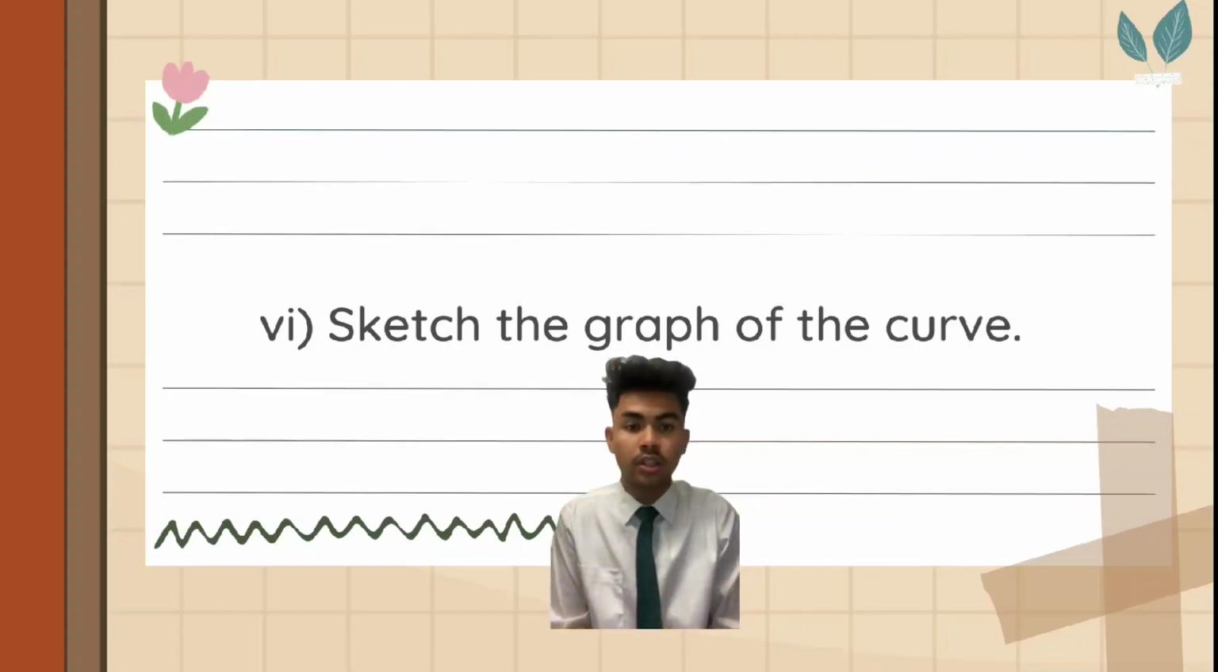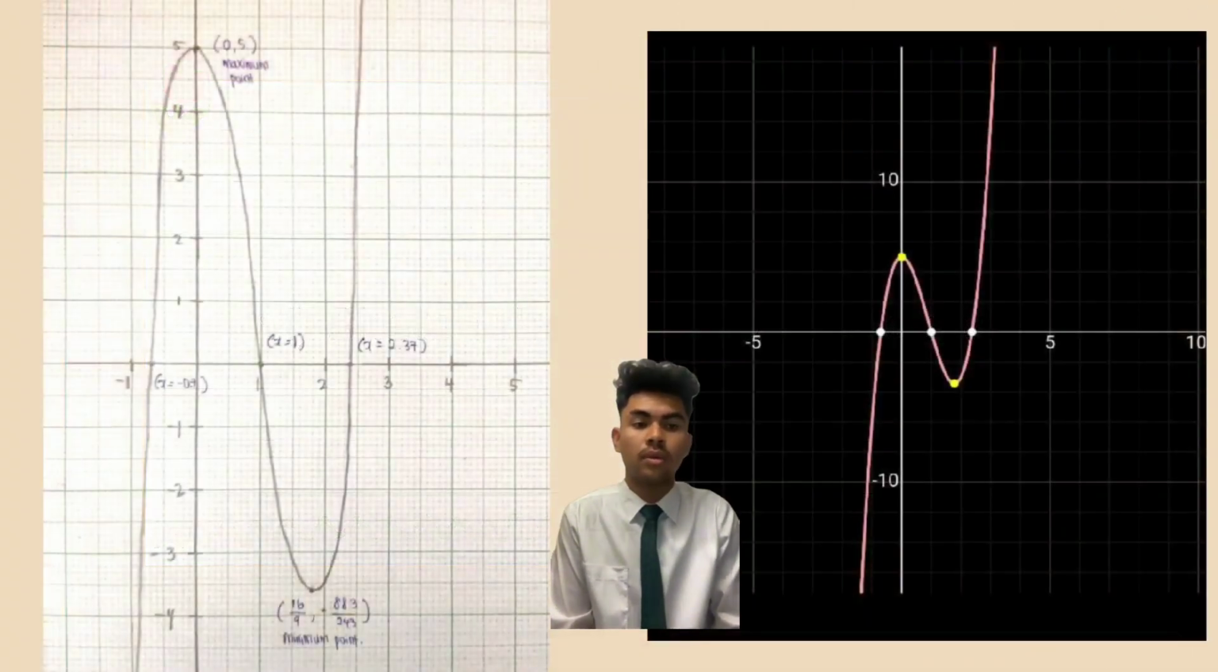For the last question, sketch the graph of the curve. Since we have the minimum and maximum point, x-intercept and y-intercept, so this is our graph. We have two same graphs. One is a handwritten graph and the other one is a digital graph.